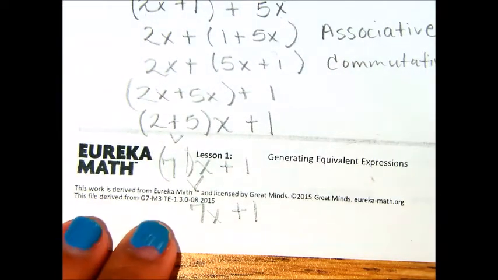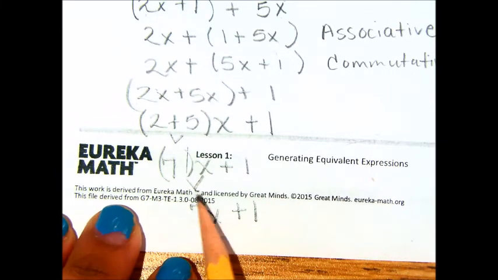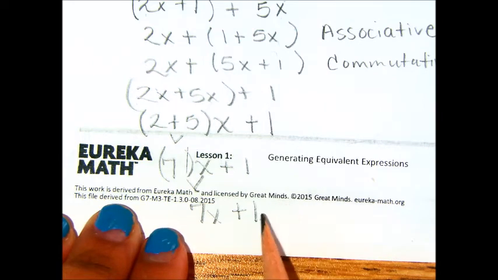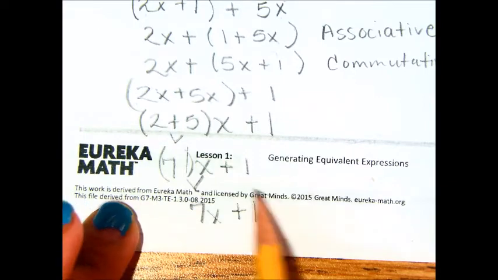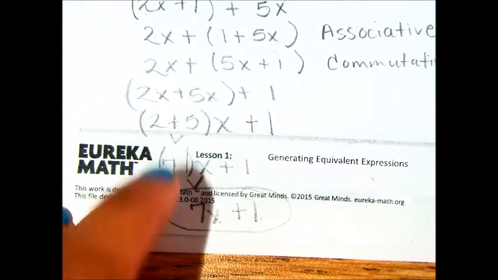Is my answer in simplest terms? Why or why not? My answer is in simplest terms because 7x and 1 are not like terms. If there was an x with this 1, I could combine them to say 8x. But because 7x is considered what we call an apple and 1 is considered what we call an orange, I cannot combine those unlike terms. I'm going to go ahead and circle that answer.